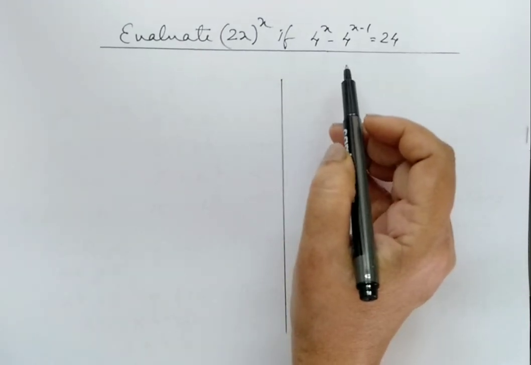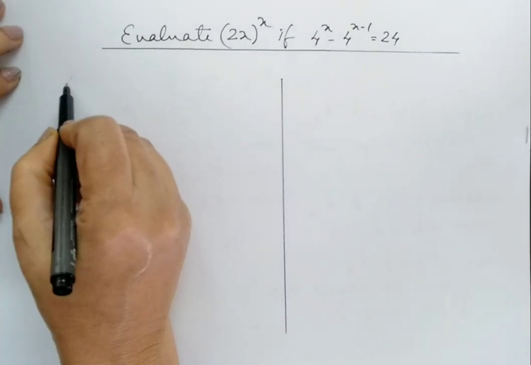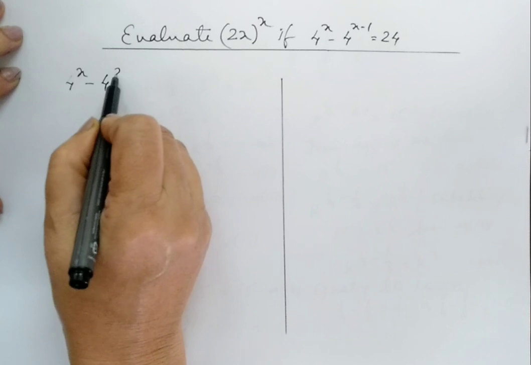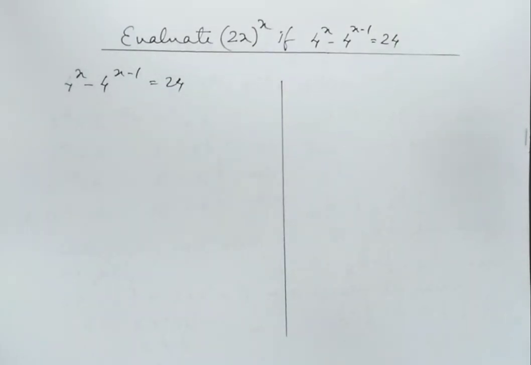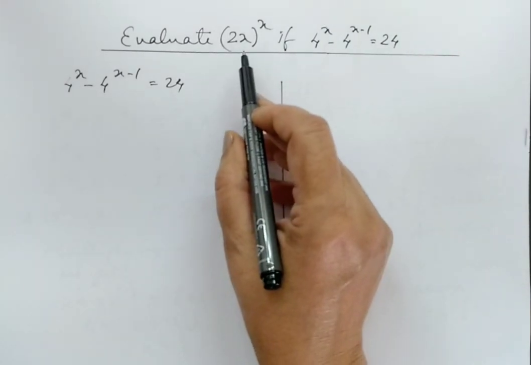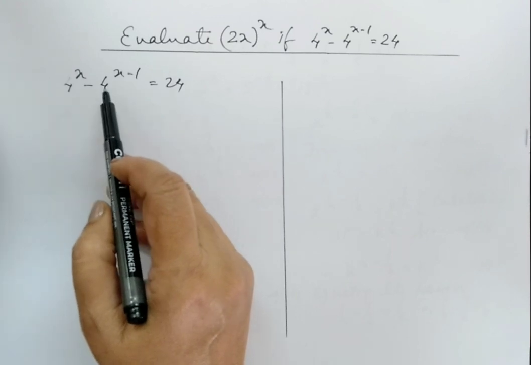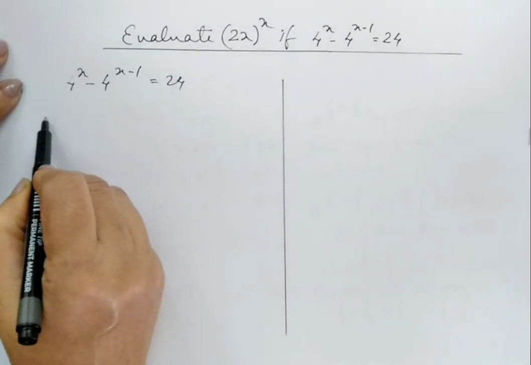The first step would be to bring this down, isn't it? So 4 to the power x minus 4 to the power x minus 1 equals 24. This is what they have given. We have to utilize this to find the answer. How do you think we should proceed ahead? This seems a bit inviting to me because let me first simplify this.